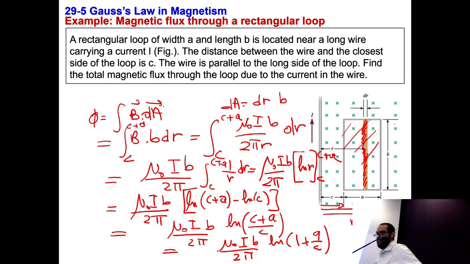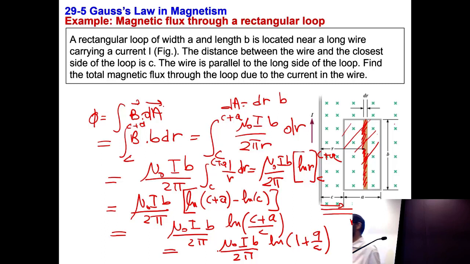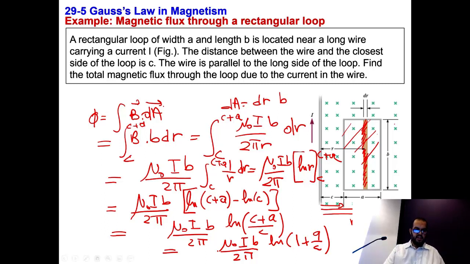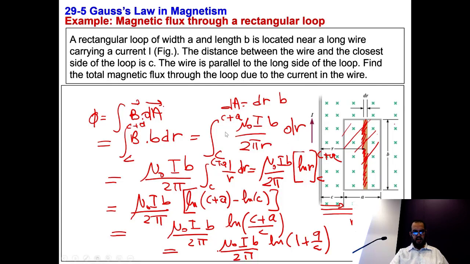Correct? Math is correct. Sometimes I make mistakes in math. Correct me, not follow me. It's a little bit more complex than just B times A, because unfortunately, in this case, the magnetic field is not uniform, not constant. So you cannot just multiply B times A.